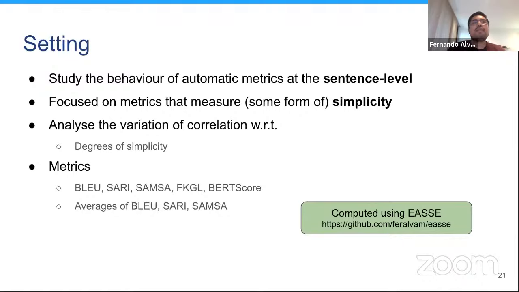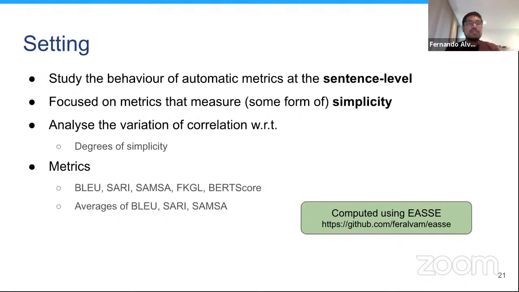All these metrics were computed using EASSE, which is a Python toolkit that I and some other co-authors implemented, whose aim is to standardize the evaluation of automatic text simplification with a standard implementation of metrics and standard data sets. So if you're working on simplification, we recommend using this tool so that results are more comparable across different papers. If you use SacreBLEU, think of EASSE as a SacreBLEU for simplification, more or less.